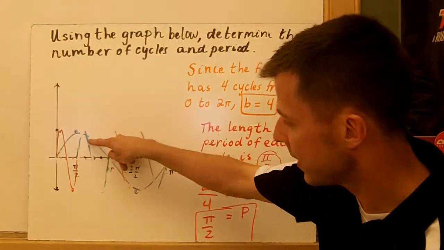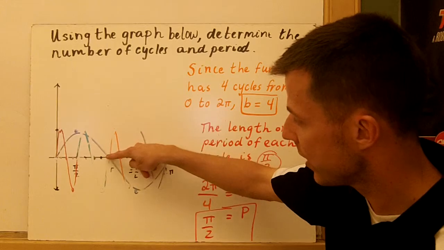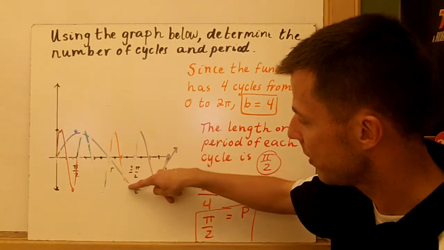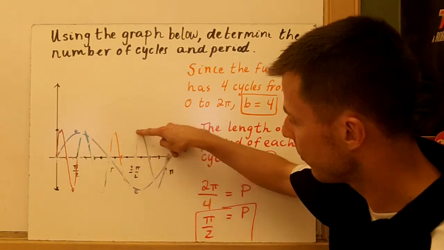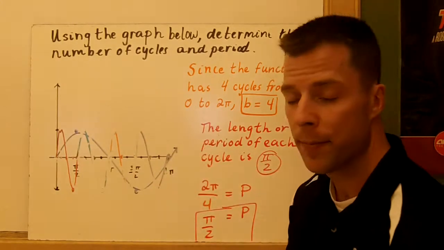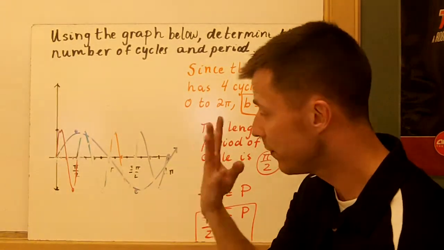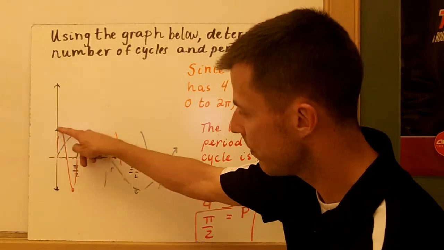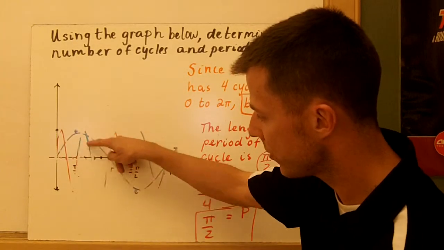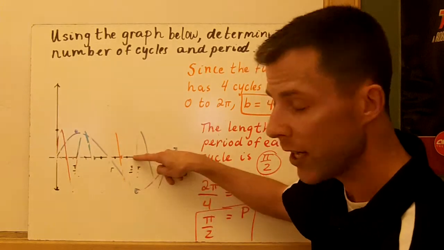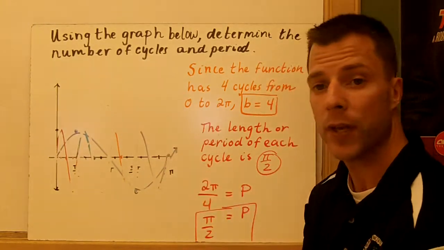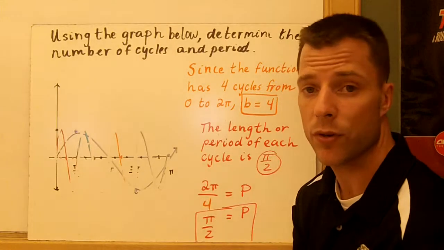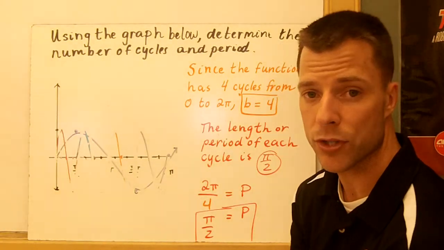Then I start again, that same graph, the cycle. Then I go to the orange graph. It stops at 3 pi over 2, and then from 3 pi over 2 to 2 pi is another one. So I see 4 cycles from 0 to 2 pi, 4 different colors. This graph repeats. 1, there's the first one, there's 2, there's 3, and there's 4. Okay? B is equal to 4. There's 4 cycles from 0 to 2 pi.